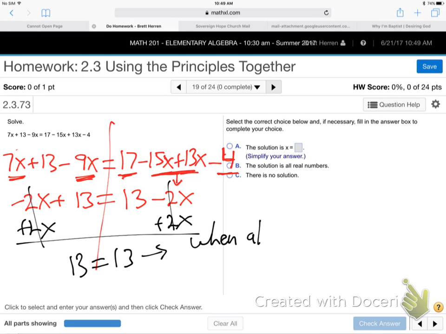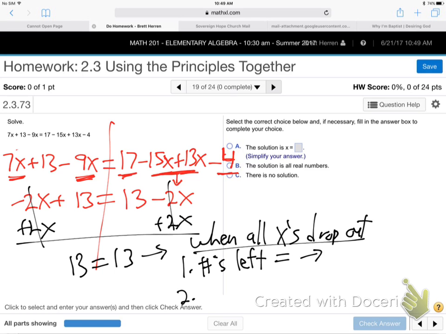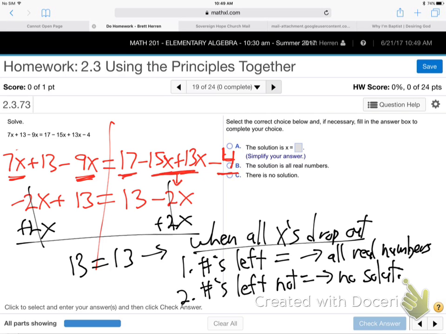When the x's just drop out, you know what it means? It means all or nothing. It means one of these two options: all solutions or no solutions. How do you know which one? If the numbers left are equal, then it means all real numbers. If the numbers left are not equal, it means no solution. So it's just all about, are the numbers equal? Yeah, they are. So that means all reals. It's option B there.